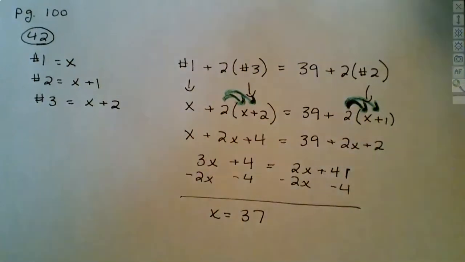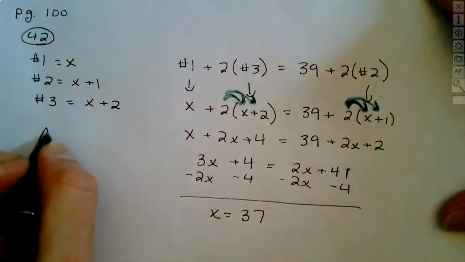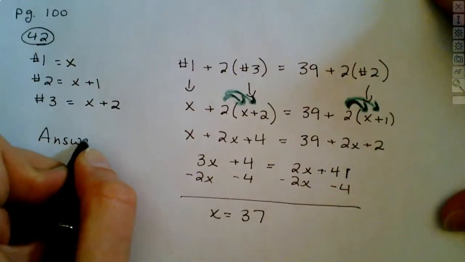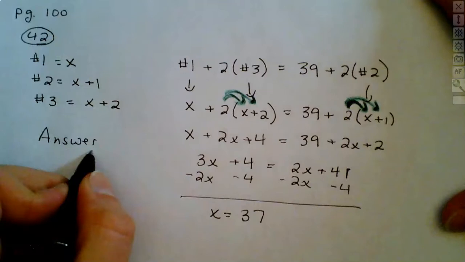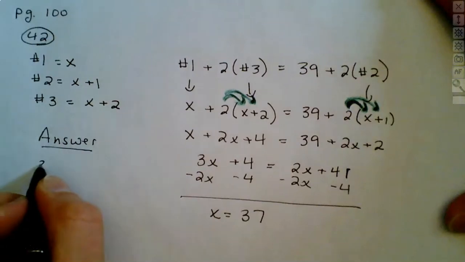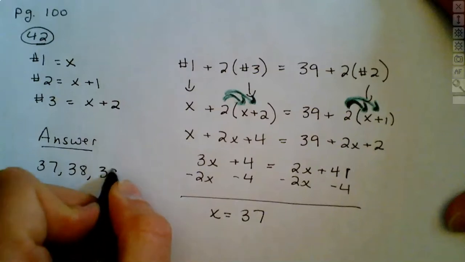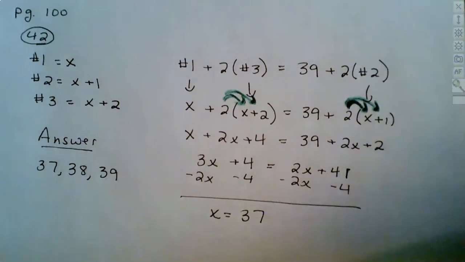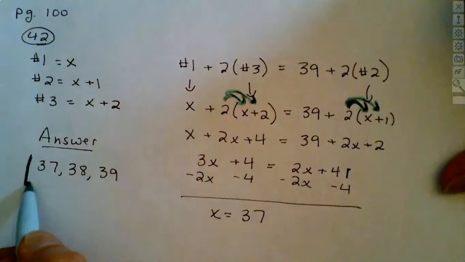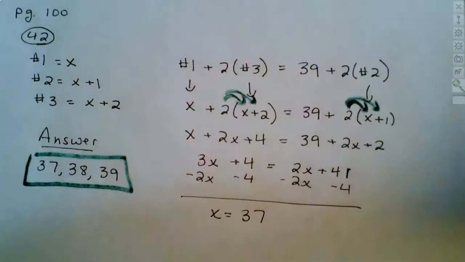Now, when we work these out, we need to make sure we get all 3. So make sure you get all 3 of these integers. So we have 37. The next one's 38. And the last one is 39. So those are our 3 consecutive integers.